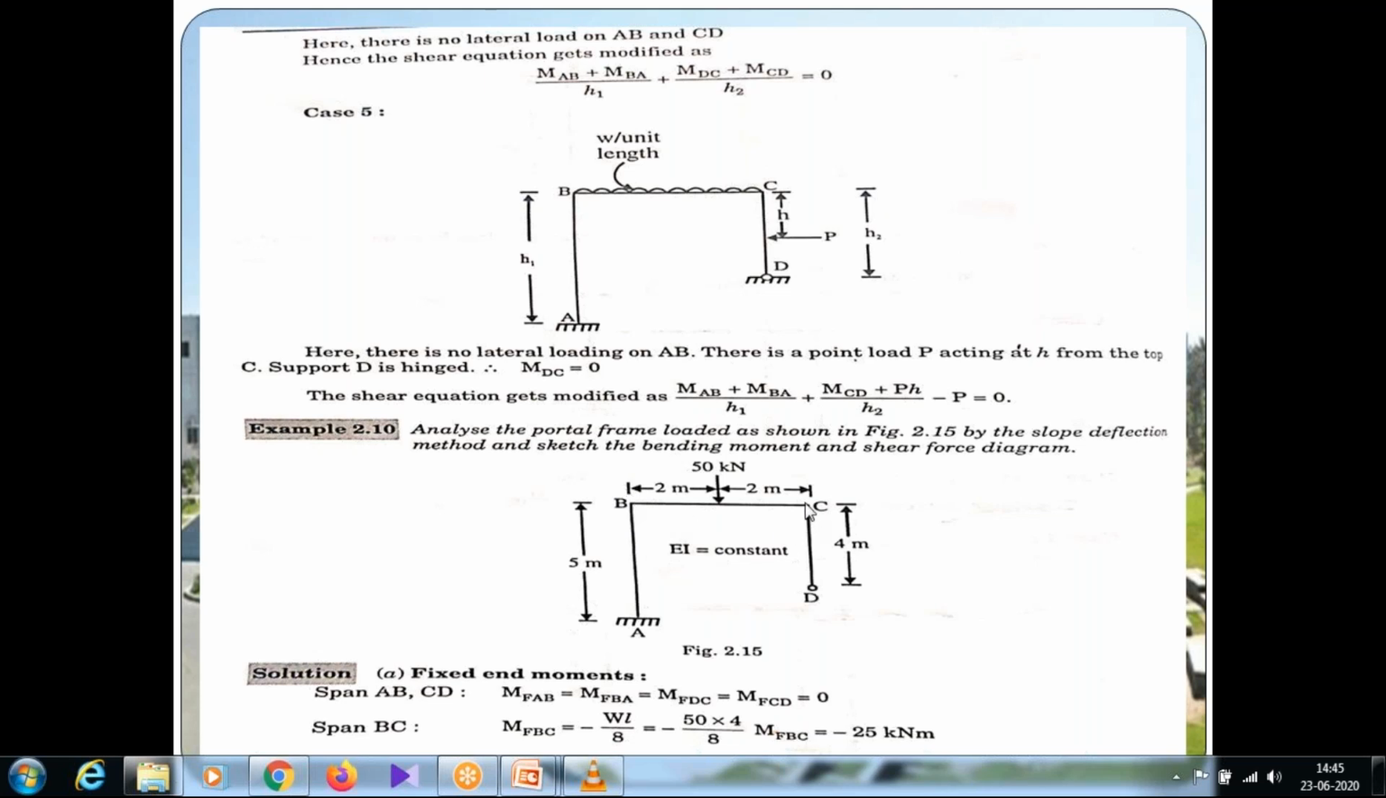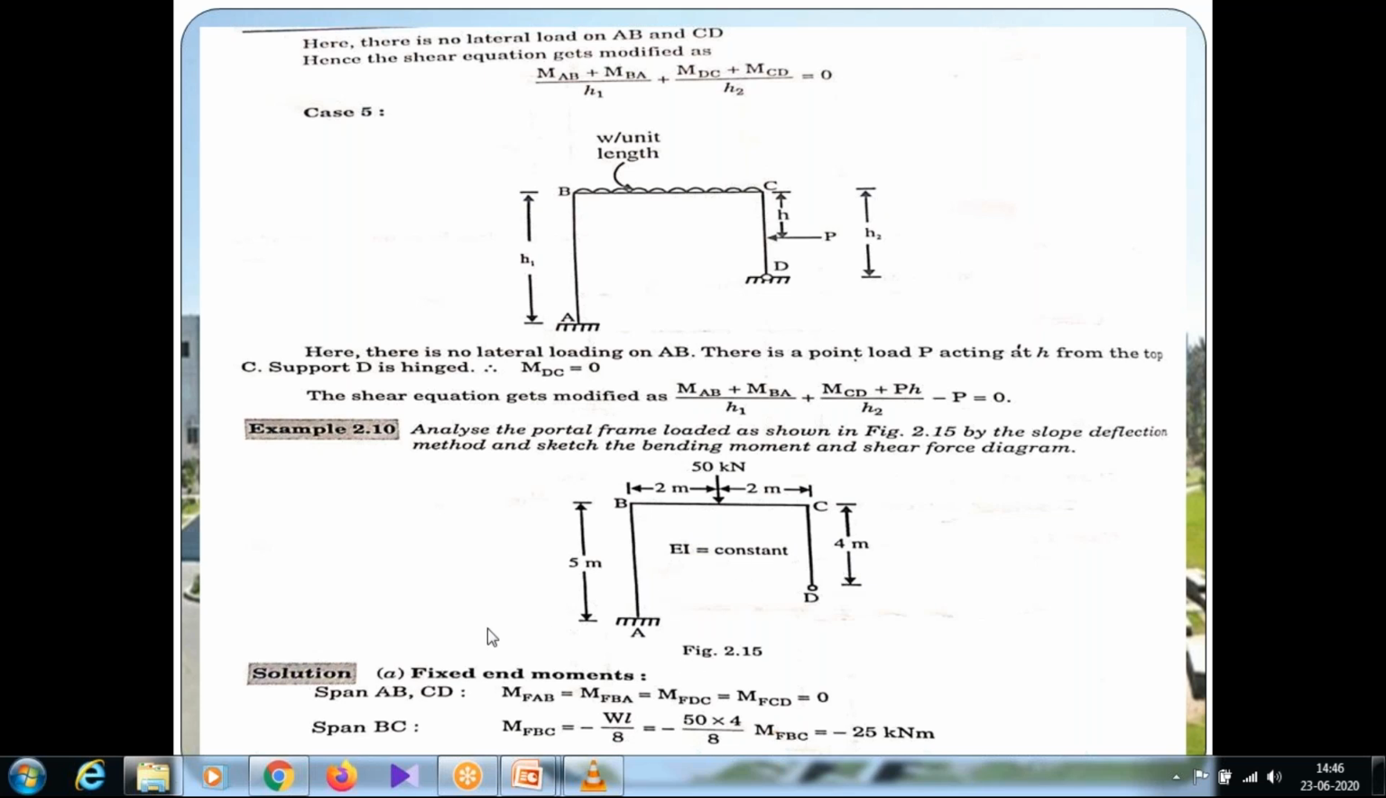The second joint equilibrium equation is MCB plus MCD equal to 0. The third joint equilibrium equation is at joint D. Joint D is a hinged support, so moment will not be there. The moment will be 0, so MDC will be 0. So the third joint equilibrium equation is MDC is 0. So how many unknowns are here? Four unknowns: theta B, theta C, theta D, and delta. But we are having only three joint equilibrium equations. So we want one more equation, that is the shear equation. Because of the sway, the shear equation will come. So four unknowns, four equations, we can easily solve the problem.